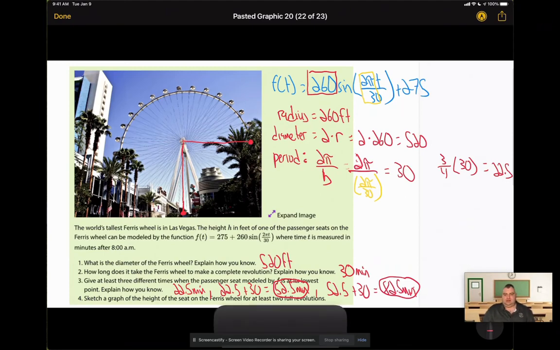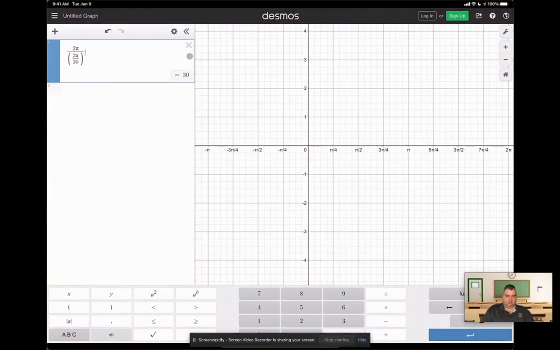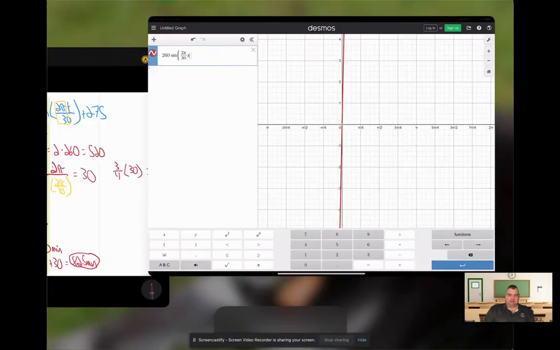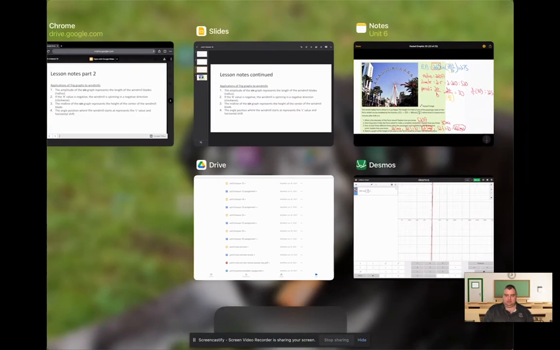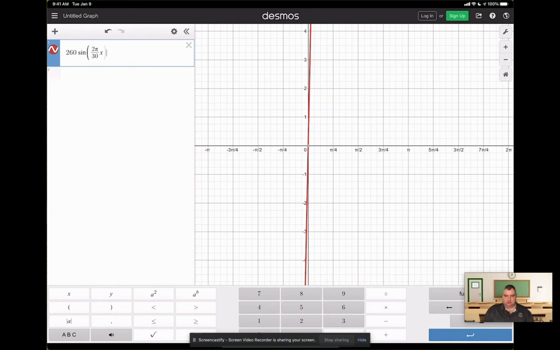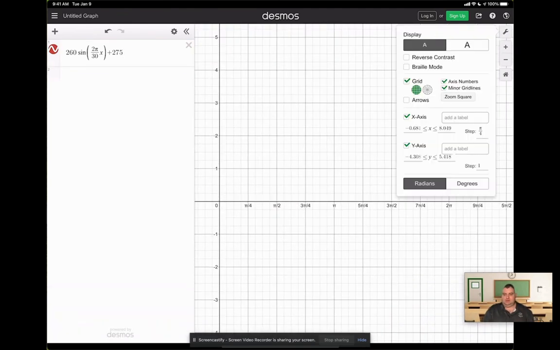So 260 sine, so 260 times sine of 2 pi over 30 times t, but in this case I have to use x. So 2 pi over 30x plus 275. So obviously I'm going to need to do some zooming out here.